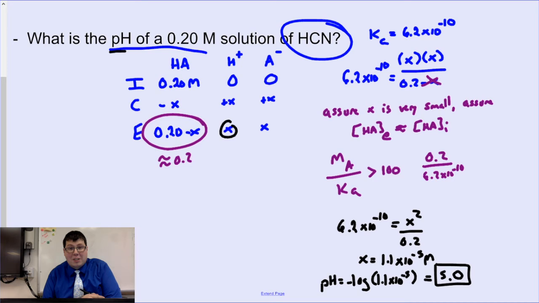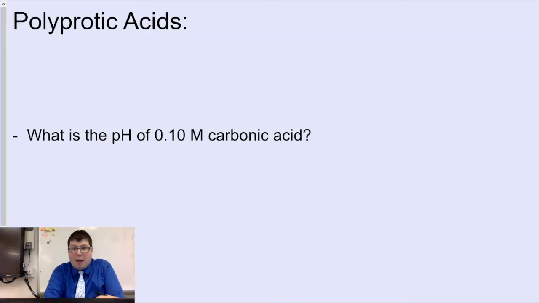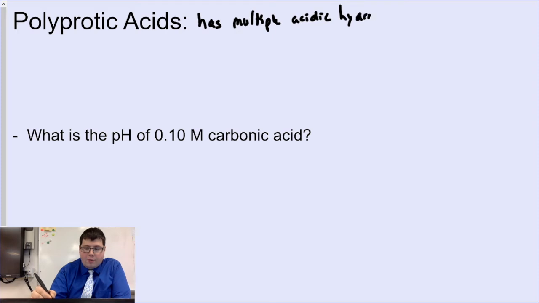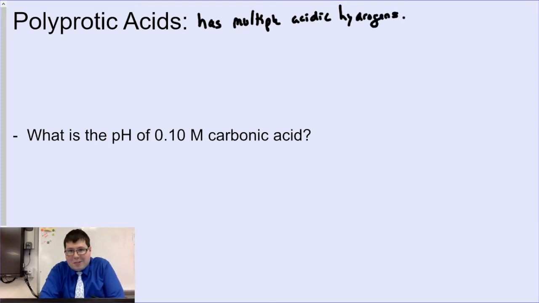And finally, let's go ahead and take a look at our polyprotic acids here. In dealing with polyprotic acids, we first need to define what a polyprotic acid is. So a polyprotic acid has multiple acidic hydrogens. As you've kind of seen so far, not all hydrogens on a molecule are able to participate in acid-base chemistry, but there are some acids that have multiple hydrogens that fit this bill.